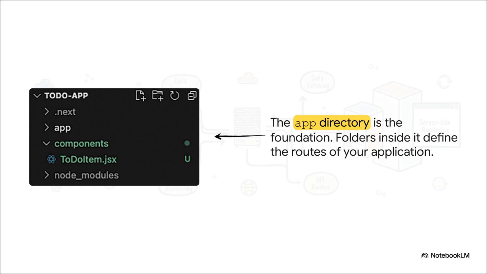Now, here's the cool part. Next.js uses what's called file system-based routing. That's a fancy term for a really simple idea. The folders you create inside app become the URLs for your website. You don't need some separate, complicated configuration file. The file system is the map.